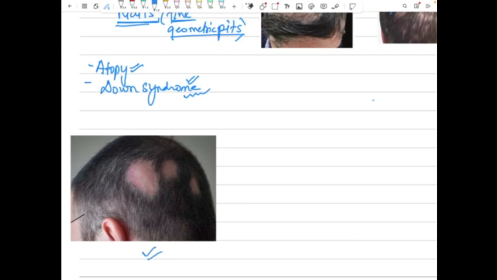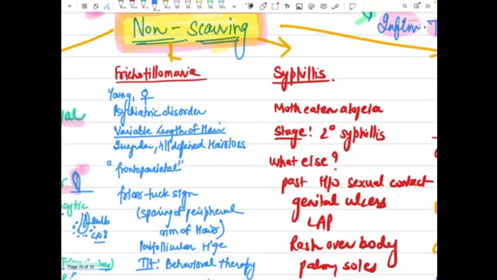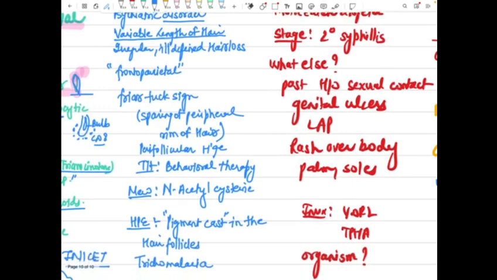This is the picture. Very well defined smooth patches, no hair inside it. Some gray hairs are spared, right? Very well defined. Next is trichotillomania. Trichotillomania, how do they present? They will usually be females having some psychiatric disorder, since it is an OCD. It is an OCD. So how will you identify?